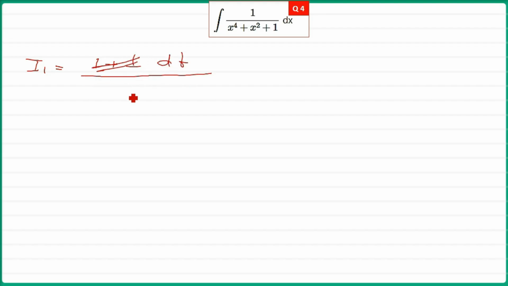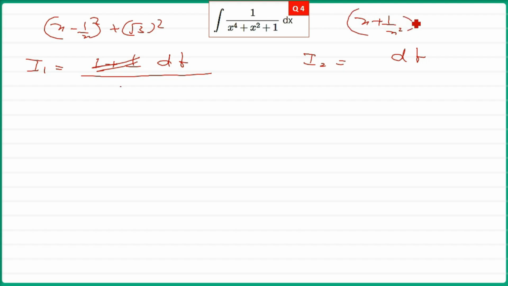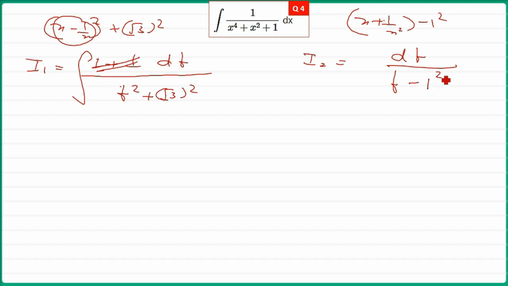It's dt divided by, it was x minus 1 by x whole square plus root 3 whole square. The second one, I2, again dt was the numerator and denominator was x plus 1 by x whole square, I'm just making you recall all these, minus 1 square. We have taken it as t. So you can write t square plus root 3 whole square, integration of this. In the second part, it's t minus 1 whole square, or t square minus 1 square you can write.